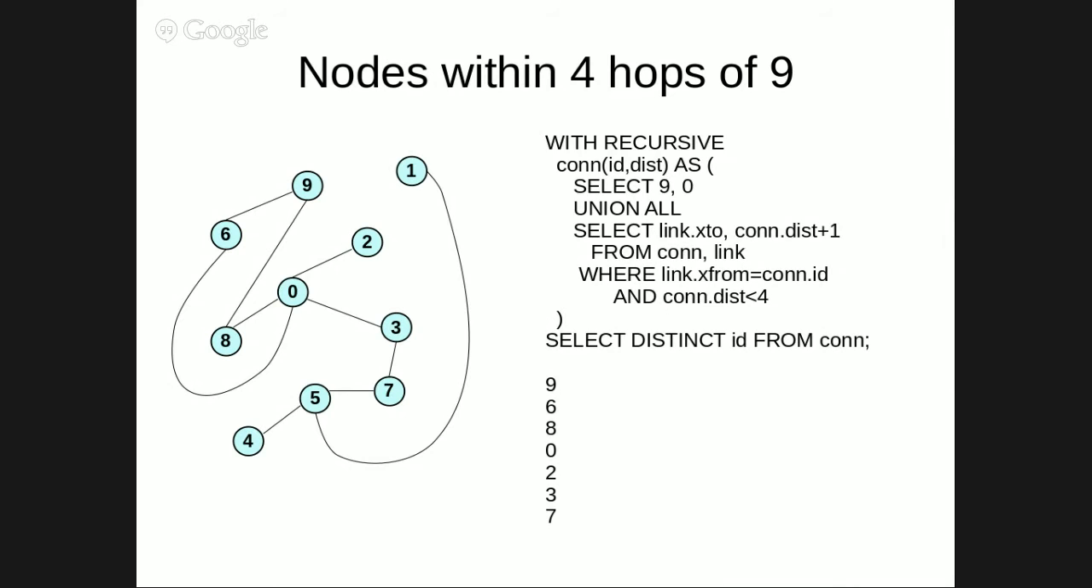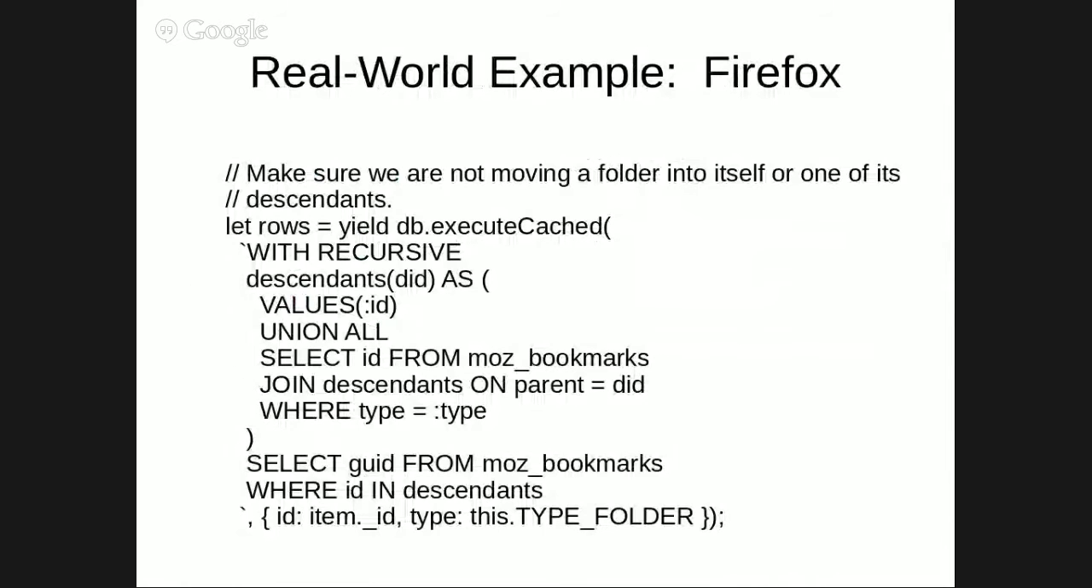So here's a real world example of using recursive common table expressions. This is in Firefox.